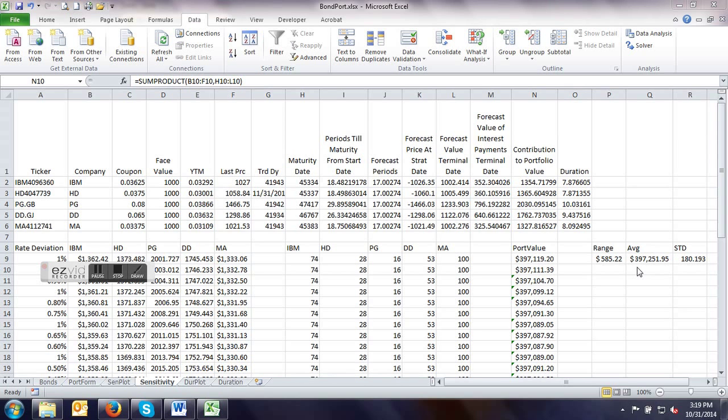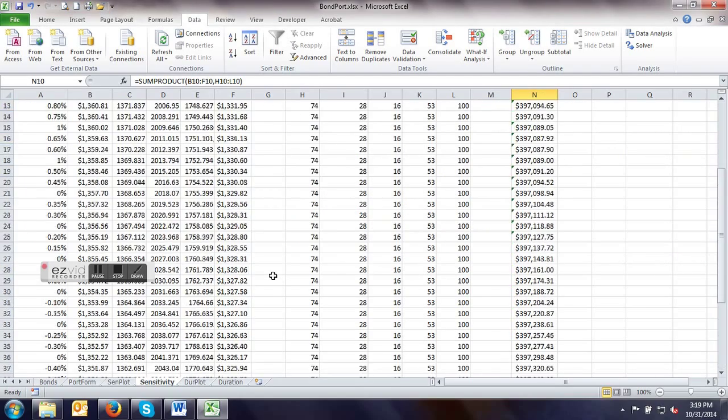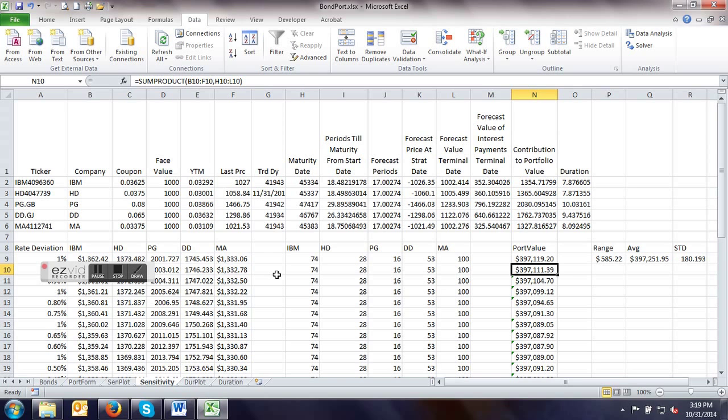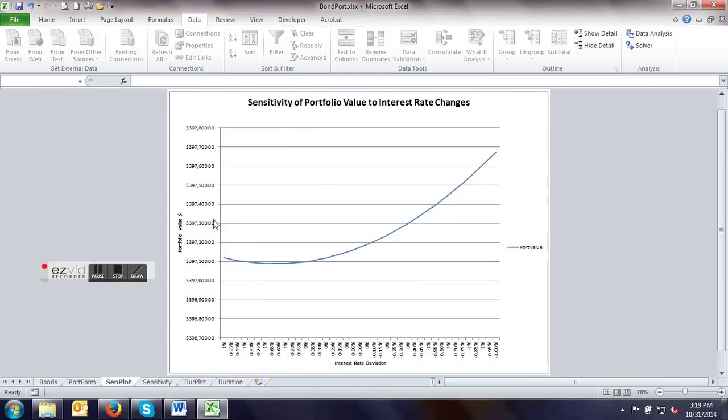I mean, I don't want to see this. Okay, this is data. I'm not interested in seeing plots and plots of data. If you do include it, expect a lower grade. What I want to see is a plot of the sensitivity. So here I am plotting the value of the portfolio. Here's my changes in interest rate, so 1% increase. This is 0%, that would be my target position, and then decreases in interest rates.